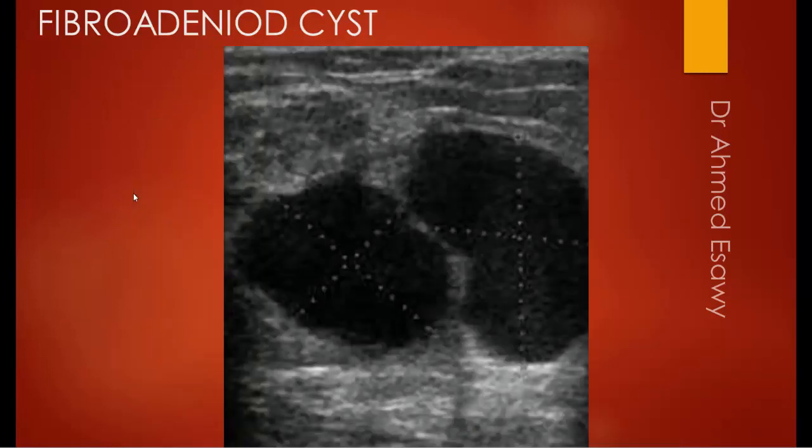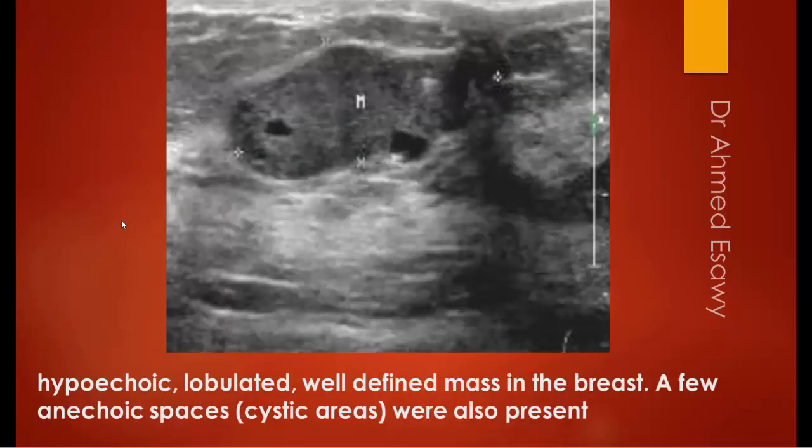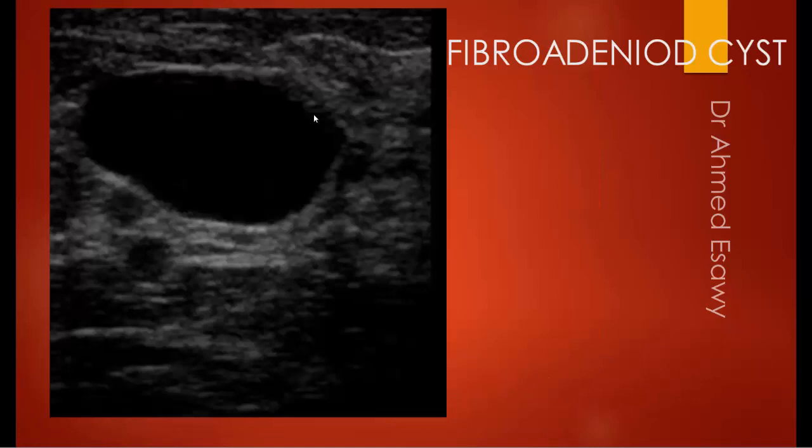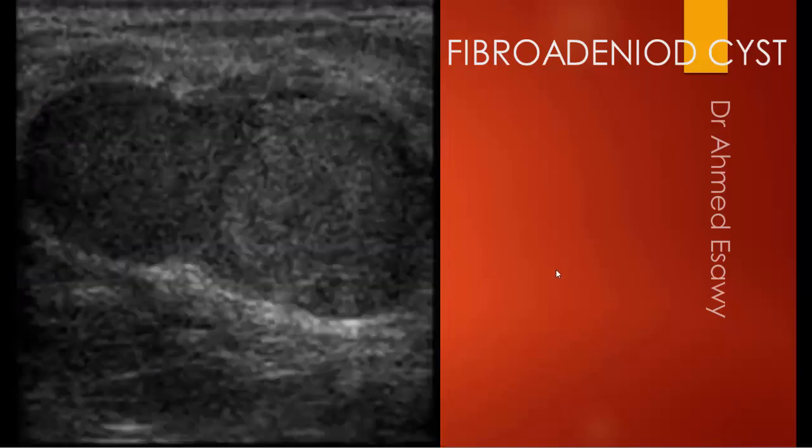Fibroadenoid cystic change in fibrocystic change disease, fibroadenoid cyst. A hypoechoic lobulated well-defined mass in the breast, with a few anechoic cystic spaces present. This is fibrocystic change in the breast. It may present as a hypoechoic or echogenic area or mass-like lesion. Cystic change, fibroadenoid cyst in fibrocystic change disease.